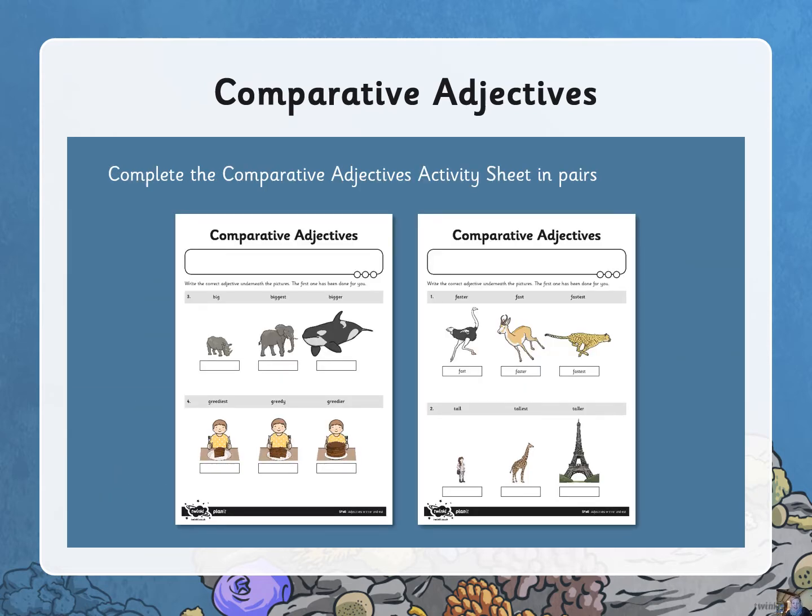I have added into the assignments the first activity sheet. The activity sheet asks you to add the comparative and the superlative adjectives to the picture. Have a go, see how you get on.